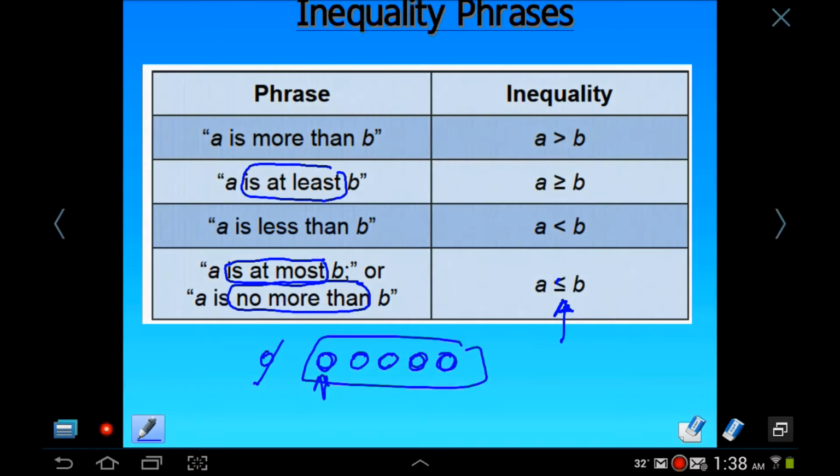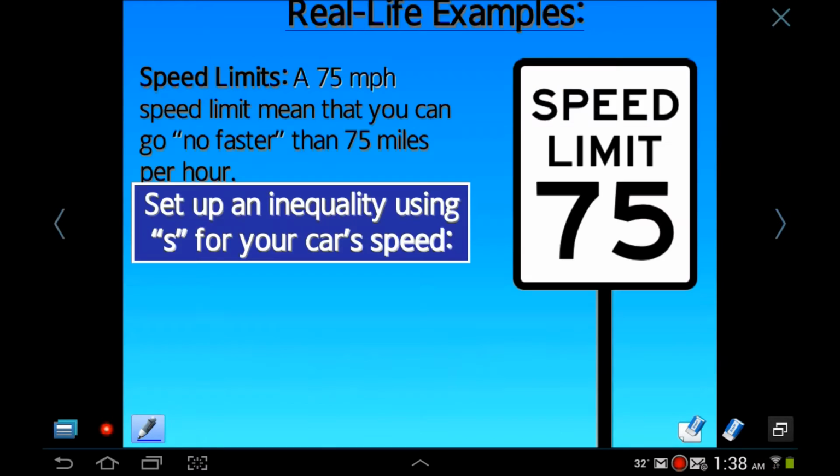Moving right along. Here's a real life example of an inequality problem: speed limits. A 75 mile an hour speed limit means that you can go no faster than 75 miles per hour, right? Nobody has parents that speed. I hope you don't. Nobody speeds. You see a speed limit sign, speed limit 75 miles per hour, which isn't very common around the Chicago area because we live in an urban area. But go out into the country and you'll see that sign posted. Speed limit is 75. So what does that mean?